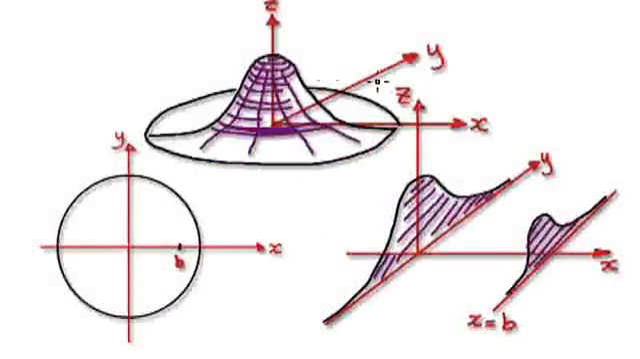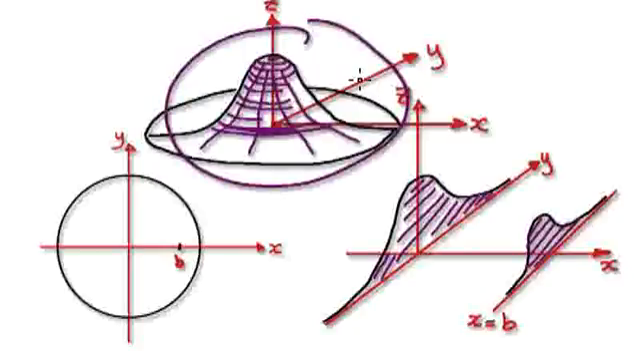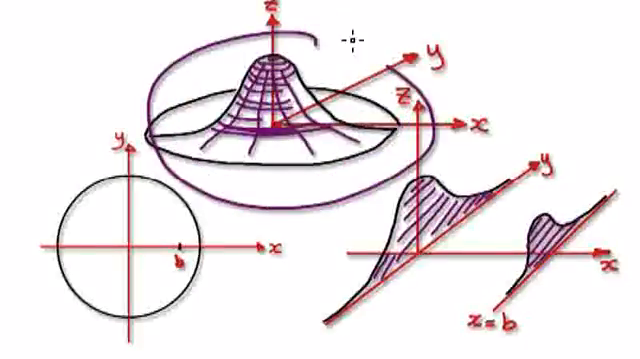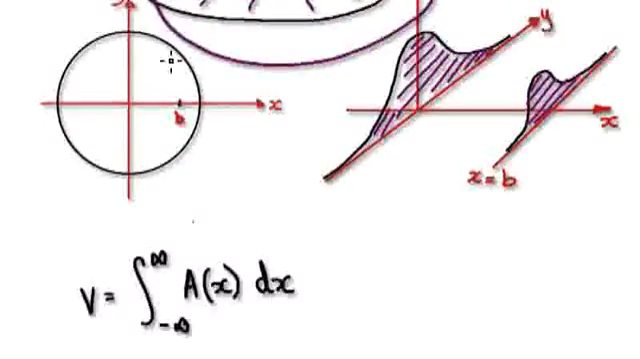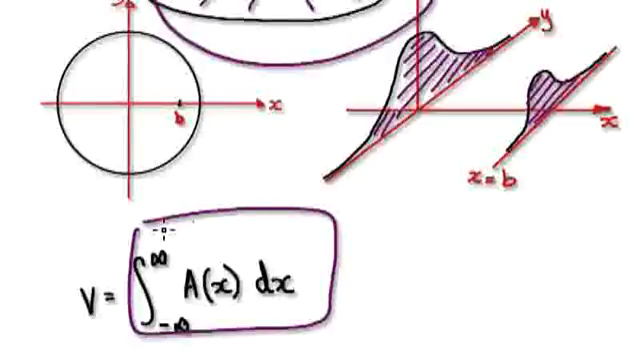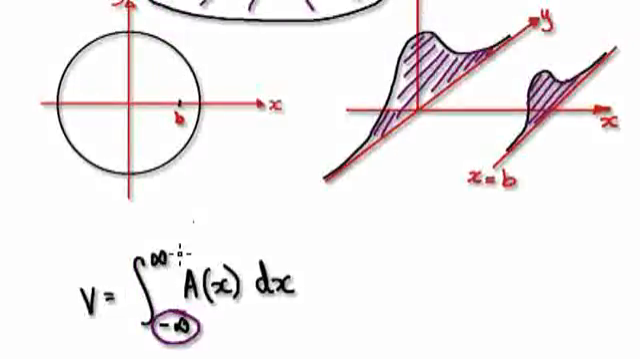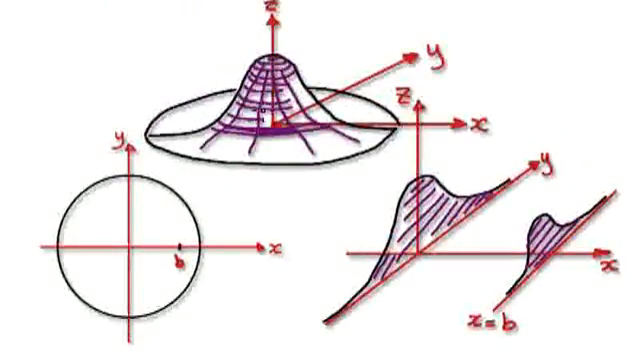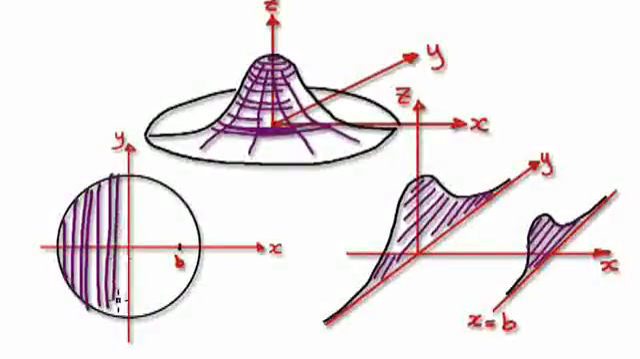Following on from some of the earlier videos, we're trying to obtain the volume of this 3D solid here. The volume of this solid is given by this, summing up everything from negative infinity to positive infinity. So the volume of this 3D solid is given by us summing up all these slices.